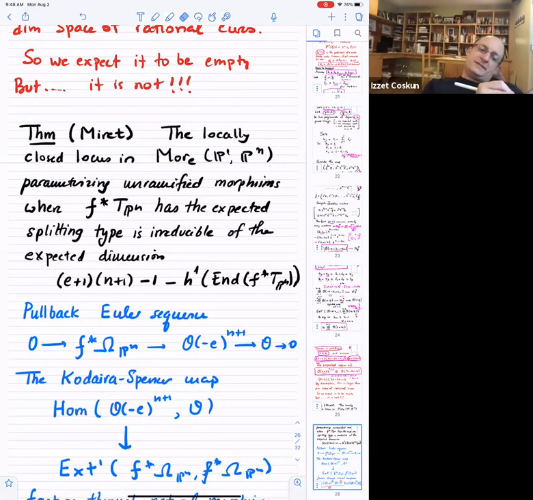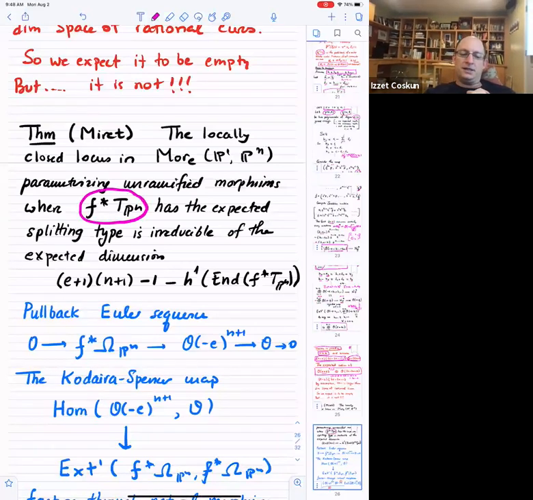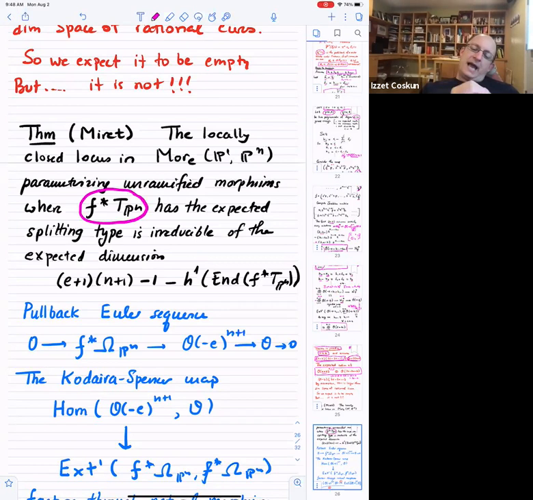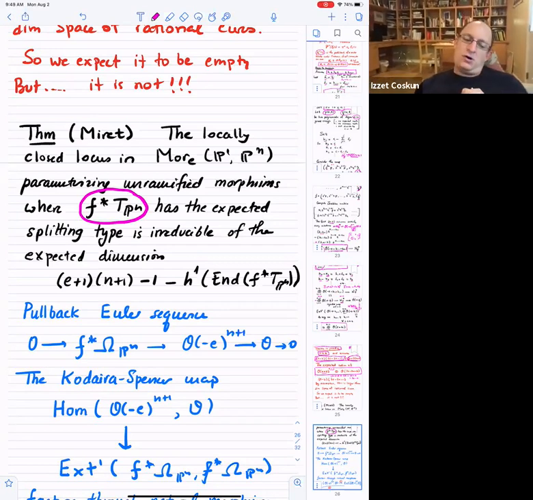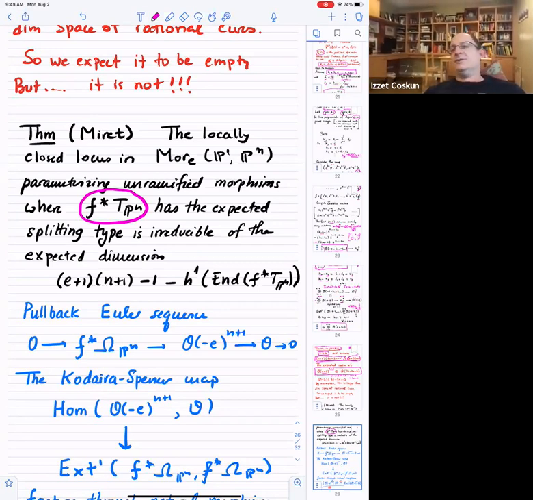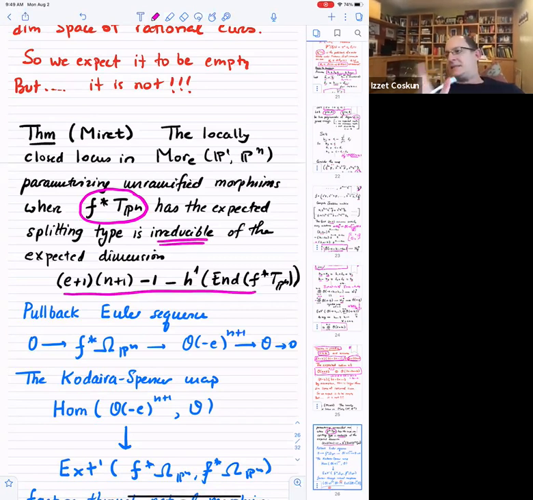So first, there is a theorem of Mori that says that if you look at the splitting types of the pullback of the tangent bundle, then that has the expected codimension and is irreducible. So if you just are looking at the splitting types of the restriction of the tangent bundle to rational curves, that behaves like you expect. It has the expected dimension given by this, and it's an irreducible space. So if I specify the splitting type, I get a reasonable locus.